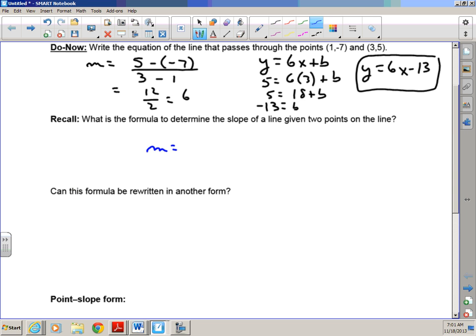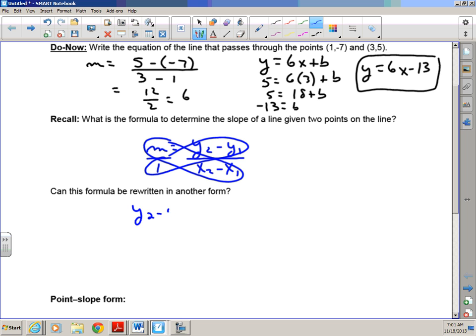you might recall the formula is m equals, and again, whether it's y2 minus y1 or the other way around, as long as you don't mix up the x and the y's. If you start with 2, you're going to start with the 2 down there. Okay, now, can we write this equation in another form? Well, if you think about it, this equation is really a proportion. And if you think about m being over 1, as in any proportion, you can cross multiply. y2 minus y1 equals the slope times x2 minus x1.